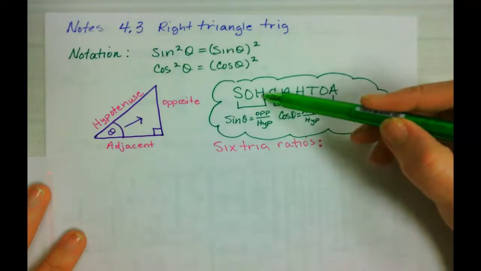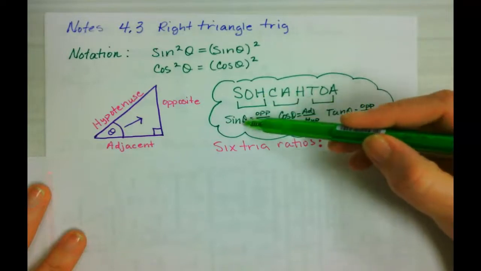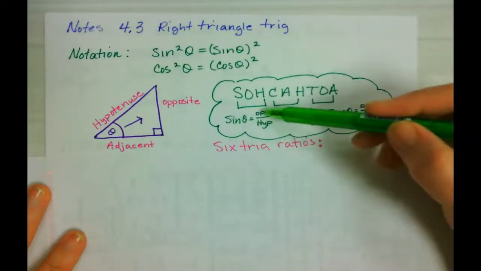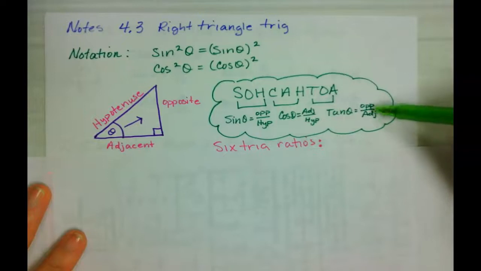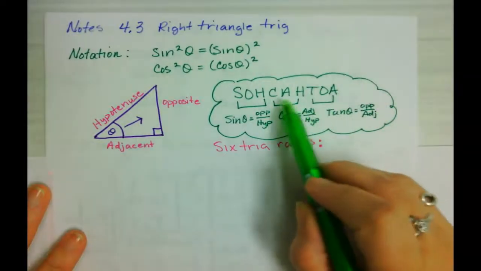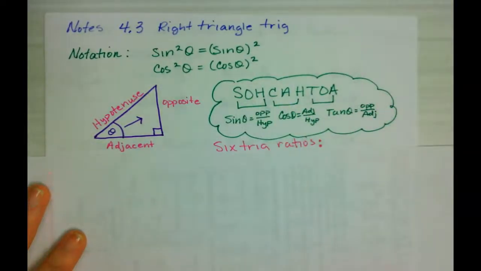You also learned about SOHCAHTOA, which gives you the first 3 basic trig ratios, and the 3 letters represent the ratio of the sides. So this is an angle that has a sine ratio of opposite over hypotenuse. So cosine of theta is adjacent over hypotenuse, and tangent of theta is opposite over adjacent, and that's what these letters mean right here.